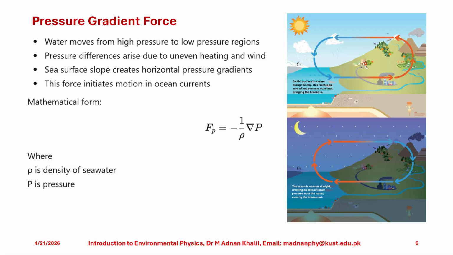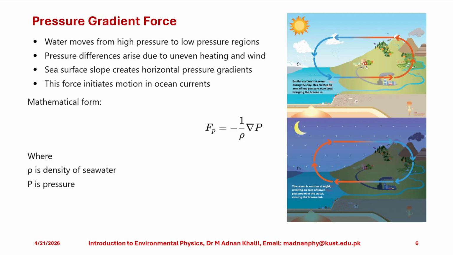At night, the situation reverses. Land cools faster than the ocean. Now the ocean remains relatively warmer, and the air above it rises, creating a low-pressure region over the sea. The land becomes cooler, forming a high-pressure region. So the wind direction reverses and flows from land towards sea. This is called land breeze. Now, the key idea is that this differential heating creates pressure differences. And wherever there is a pressure difference, motion will occur.